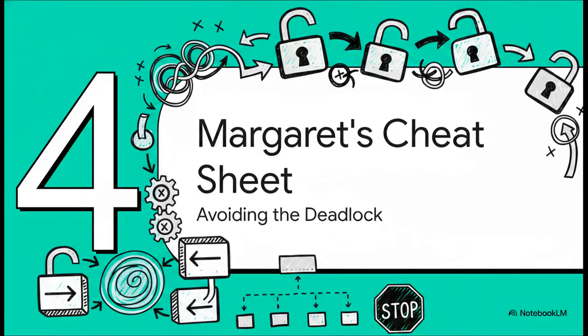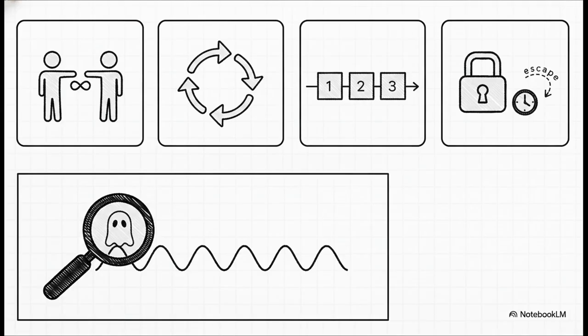Okay, so how do we boil all this down into a practical guide? Well, to make the lesson really stick, Margaret gives him a cheat sheet, a quick reference for spotting and, more importantly, preventing deadlocks in your own code. All right, let's run through Margaret's cheat sheet. First, remember the name of the villain, the deadlock. That's when your threads are just blocked forever. The cause is the circular wait. Thread A is waiting for B, and B is waiting for A.